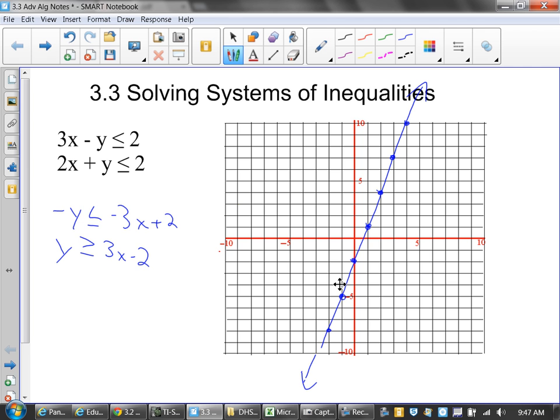No. Nope. Is 0 minus 0 smaller than 2? I went back to the original equation. Is 0 minus 0 smaller than 2? Yeah, it's true. So I shade up here. Okay?